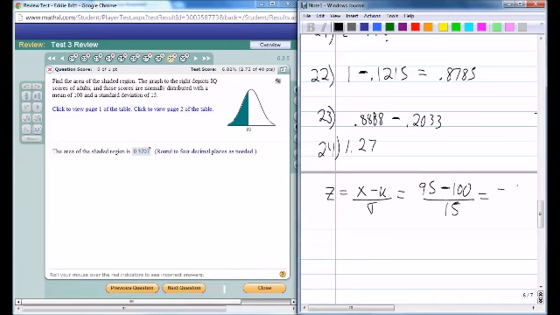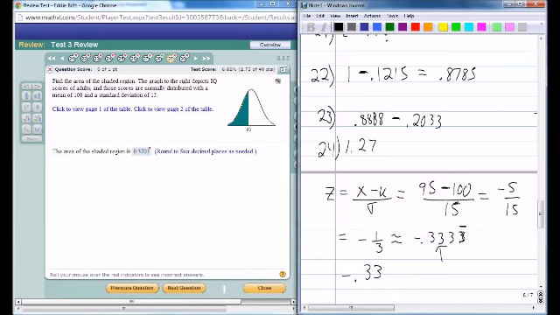Alright, and so that'll be negative 5 divided by 15, or what is that? Negative 1/3. So for a z-score, we want 2 decimal places. You punch that in your calculator, and you're going to get negative 0.3333, repeating. That 3 is going to keep going on and on. So if we want to round to 2 places, because it is a z-score, then we round that to negative 0.33. Alright, so that's our z-score.